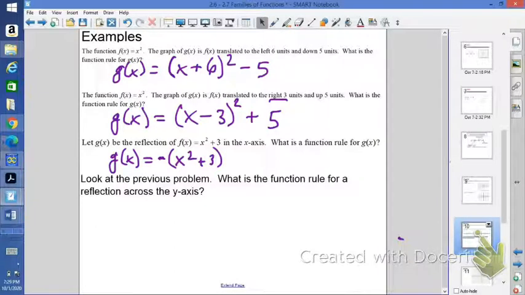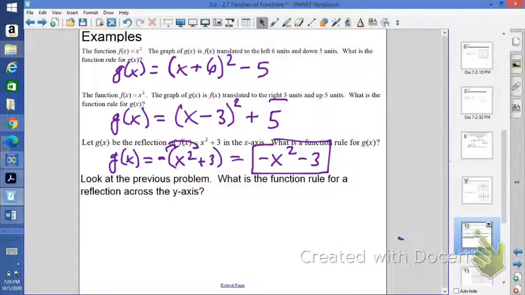Okay, and then distribute. So our g of x is going to equal negative x squared minus 3. Alright, so you see that? So a reflection about the x-axis, you multiply the entire function by a negative 1.